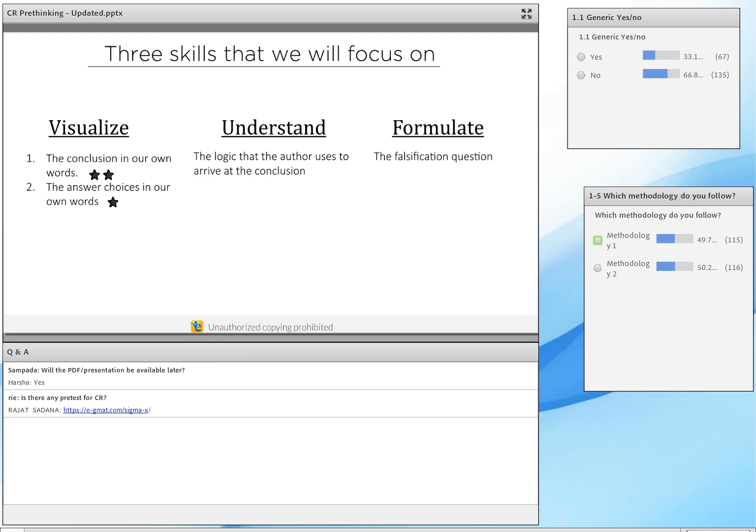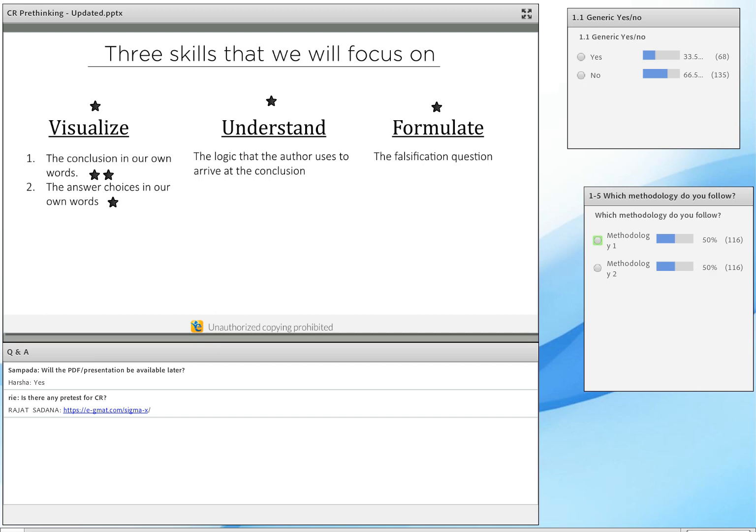Okay. And for those of you who say, I understand what critical reasoning is all about, I've seen all the concepts that are out there, I'm still not able to score 60%, 70 percentile, or 90 percentile, you are faltering on one or more of these three things: visualizing the conclusion, understanding the logic that the author is using, and formulating.